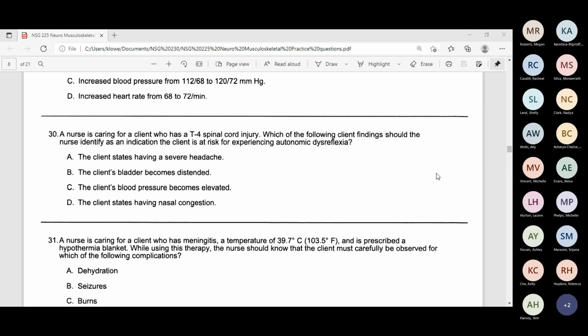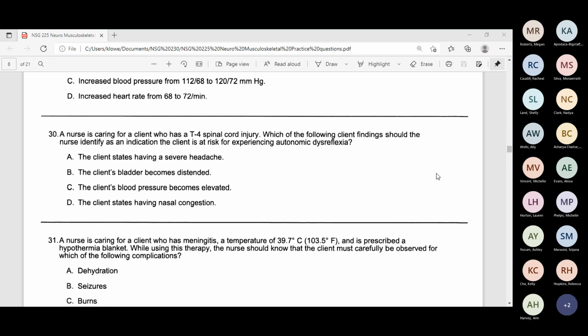A nurse is caring for a client who has a T4 spinal cord fracture. Which of the following client findings should the nurse identify as the indication the client is at risk for experiencing autonomic dysreflexia? C. When did you say? I'm sorry. C. It's actually B. So autonomic dysreflexia, sometimes they call it hyperreflexia.